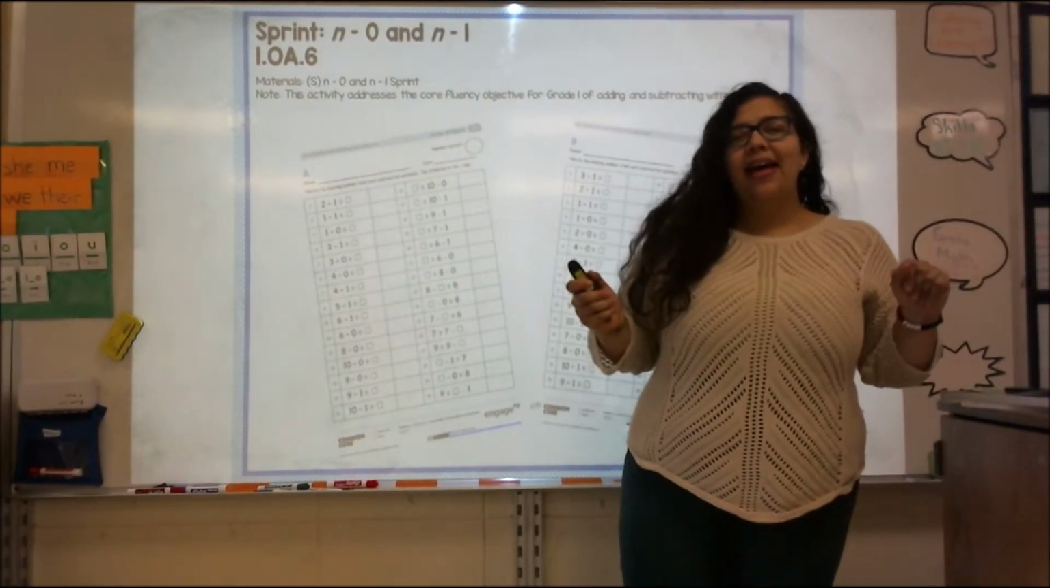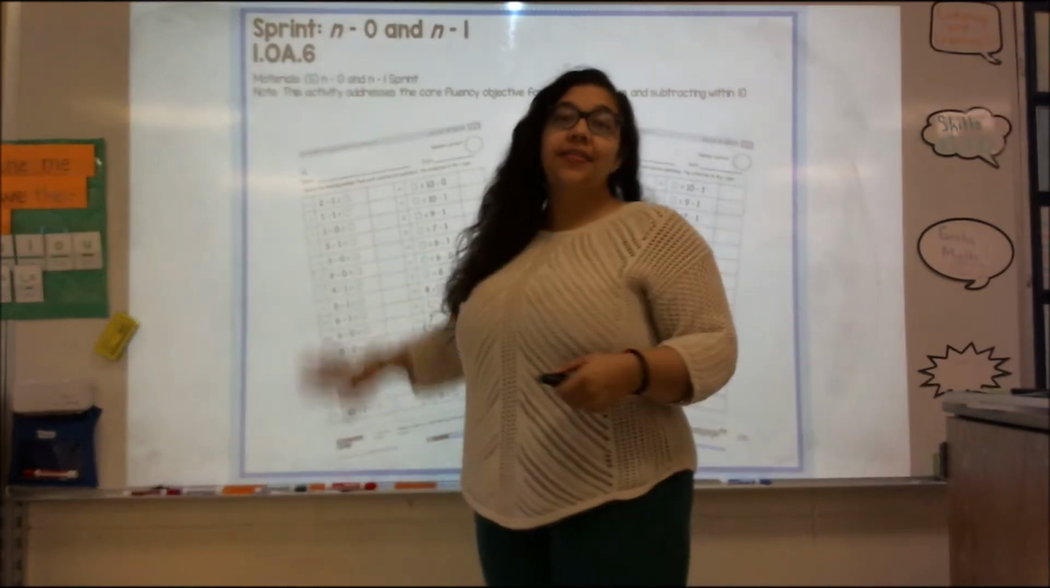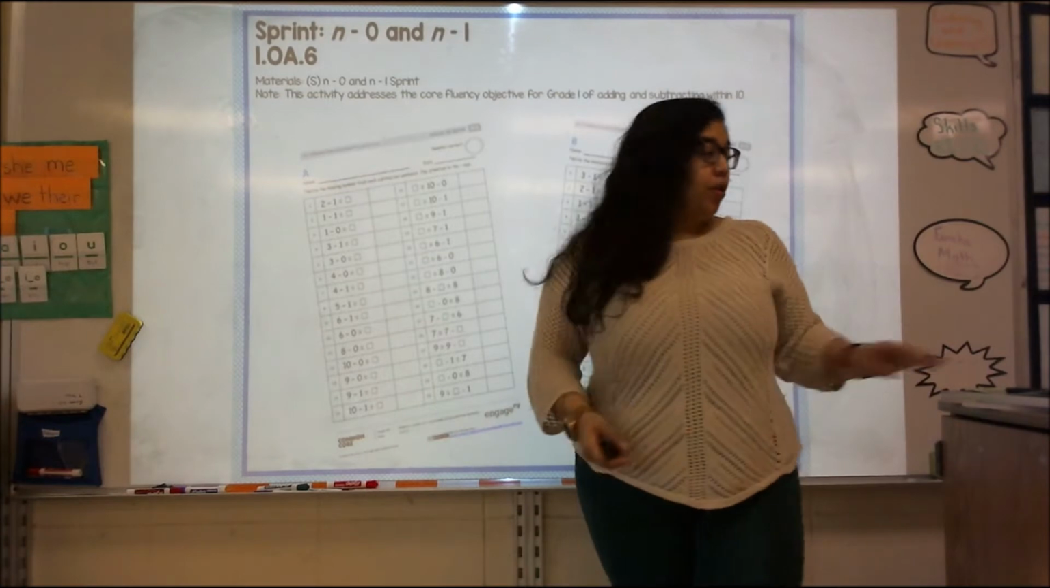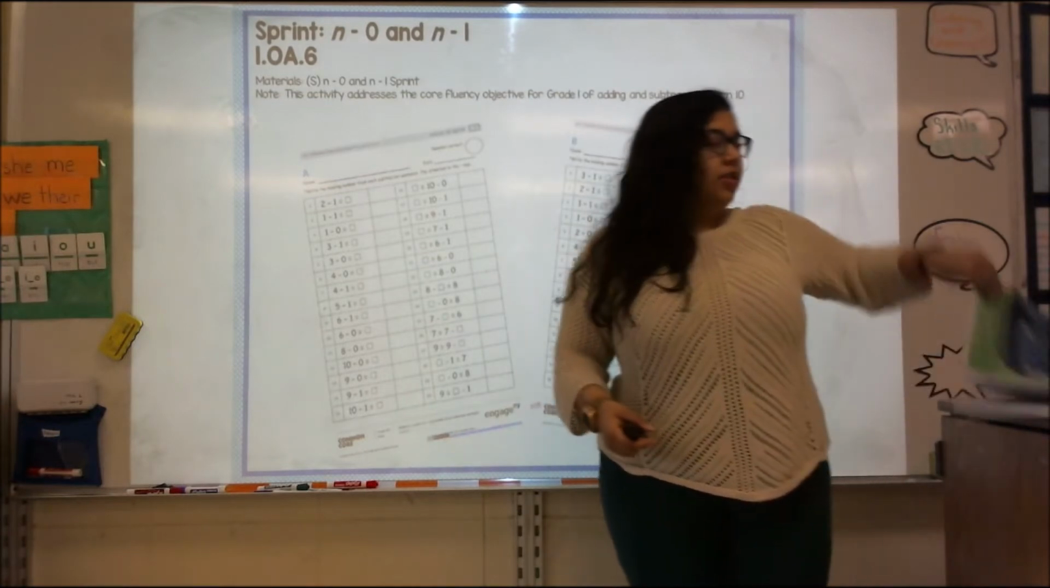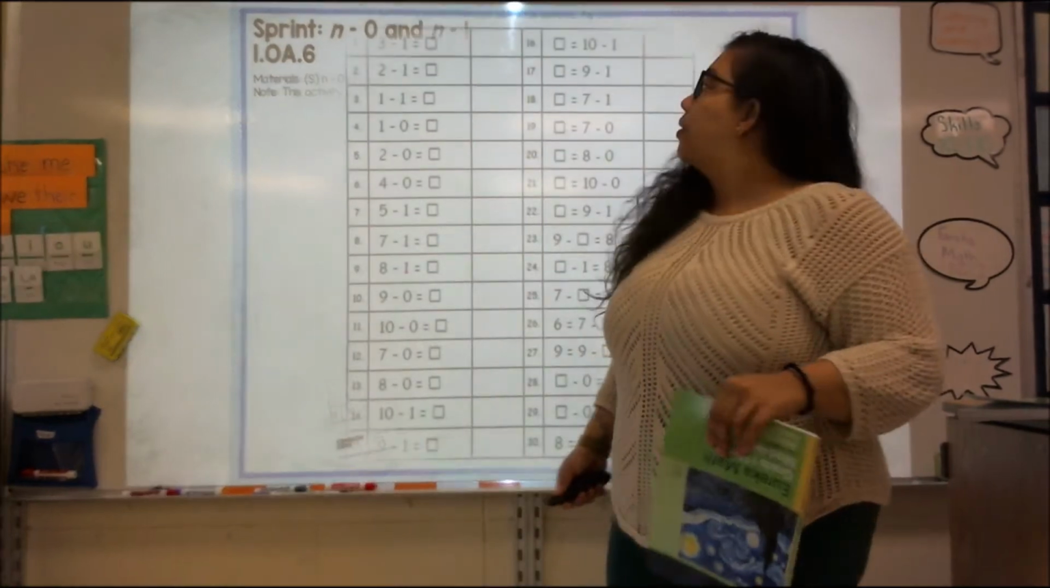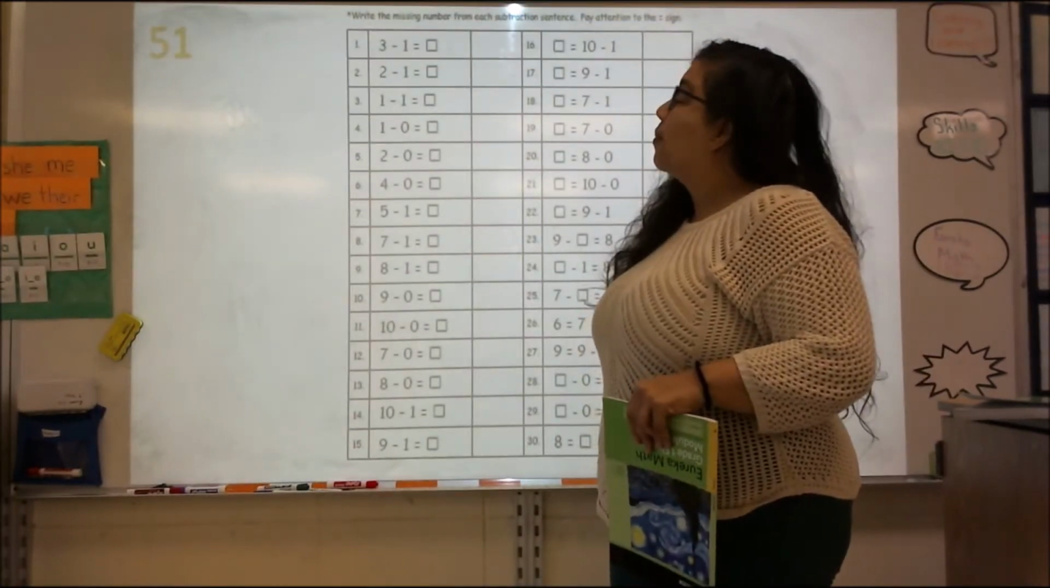It's time for math. We're going to start with our fluency activity. We are doing a sprint again today. That means you do need your practice book with the Starry Night picture on it with the yellow trim. It is on page number 51.